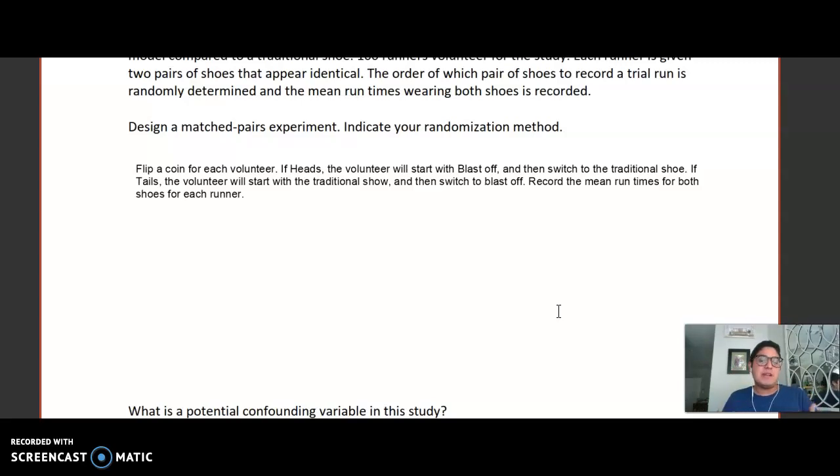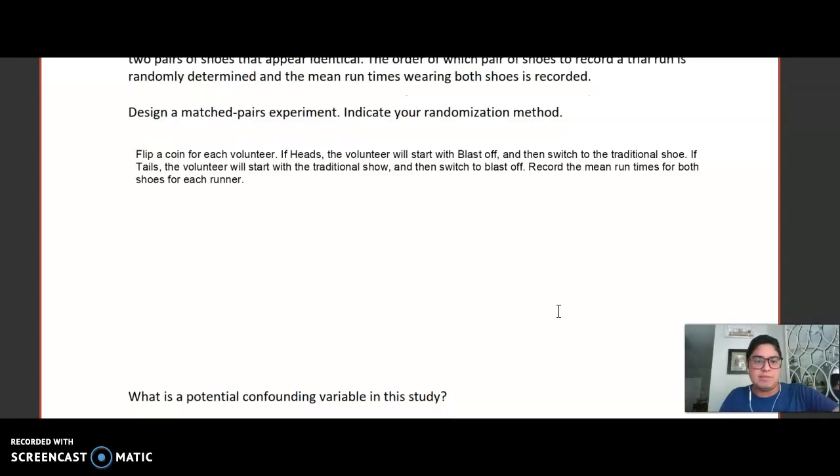So the thing with matched pairs is we're looking at the differences between the Blast-Off and the traditional shoe. So I'm looking at, is this difference significant? Is the difference positive? Like, is there actually a quicker runtime with Blast-Off, or is there a slower runtime?